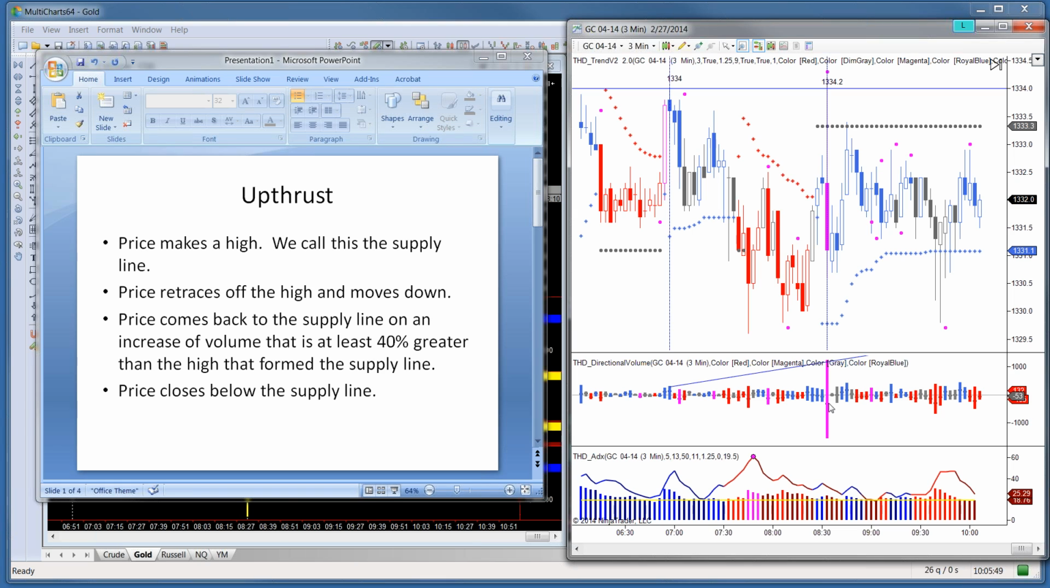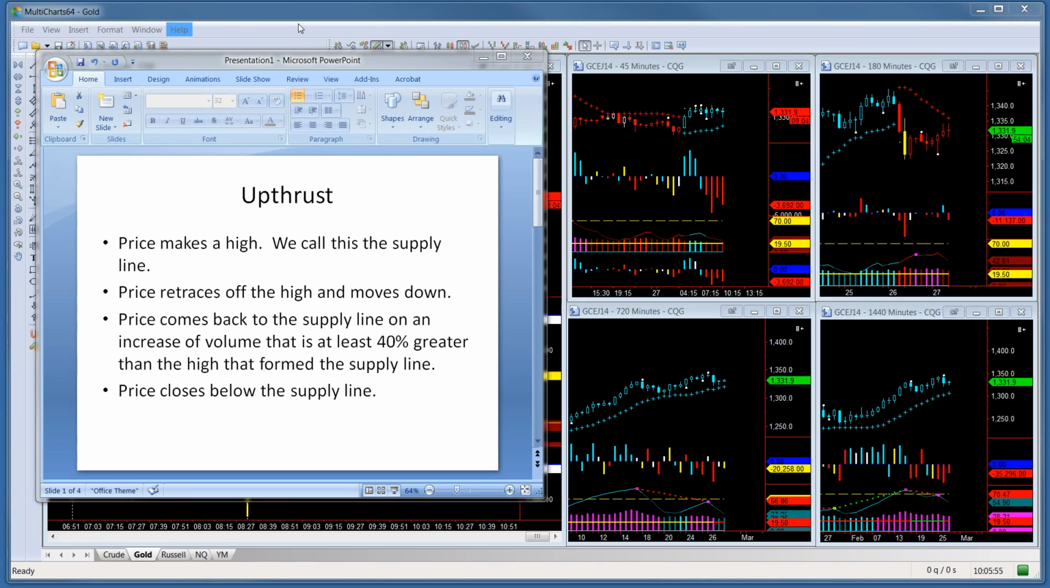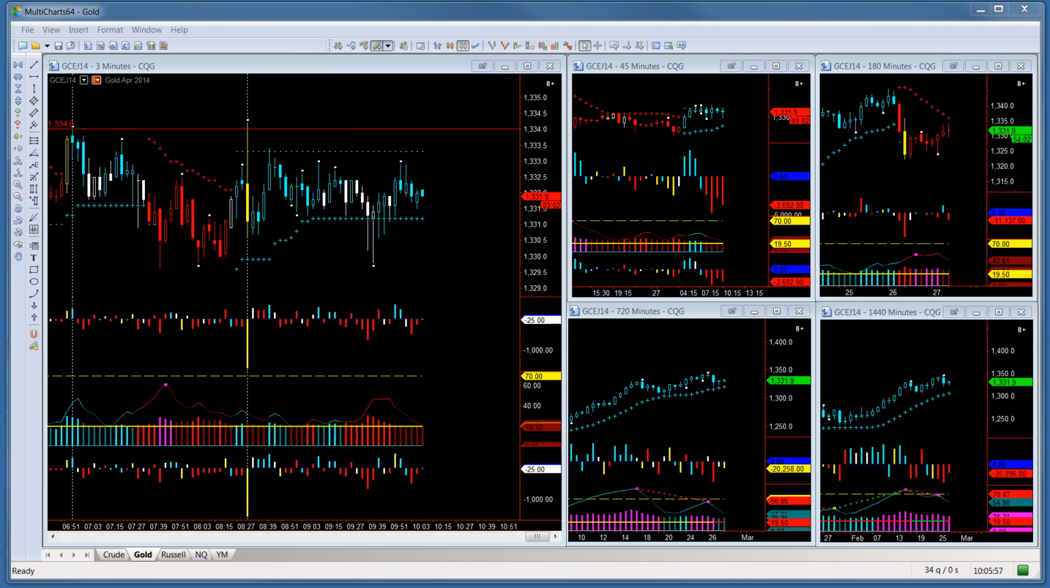Now, to me, that takes a lot of analysis. So, let me show you what it would look like on multi-charts. And really with TradeStation, it would look the same. Here's the same scenario. Here's your high. Here's your supply line. Here's the high that came back to test it. And you can see that all of the volume was selling volume. To me, this makes it easier to see.